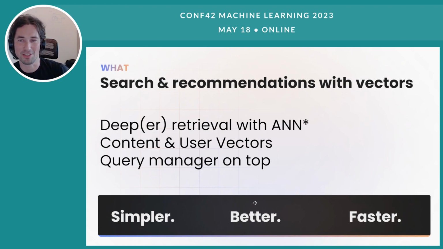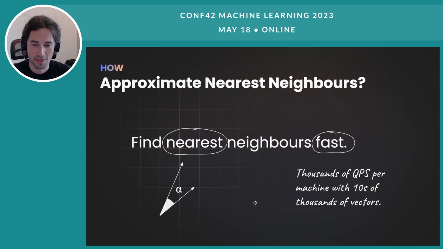The speed really matters, right? So this is the basic setup, and let's dive into each of these three aspects of a vector-powered search and recommendation system. First of all, I mentioned approximate nearest neighbor search.